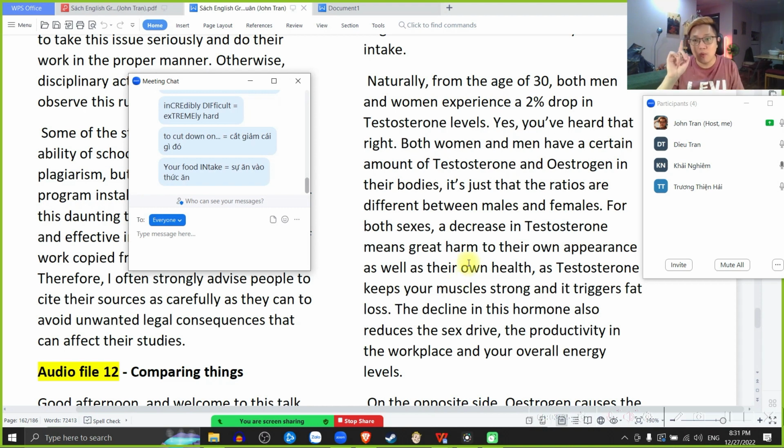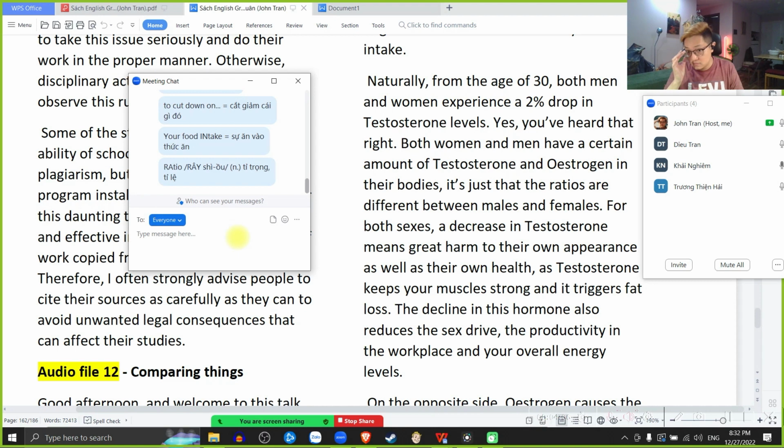Woman là số ít, số nhiều là women, hai chữ y nha. Both women and men have a certain amount of testosterone and estrogen in their bodies. It's just that the ratios are different between males and females.